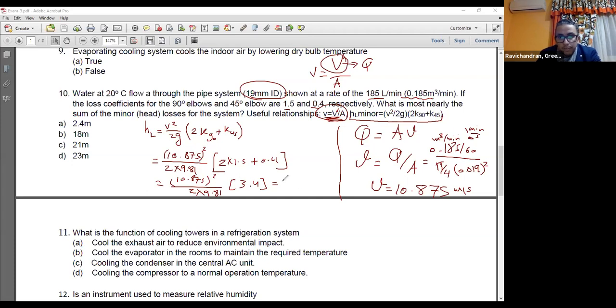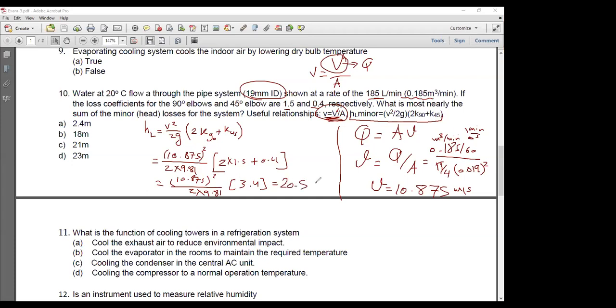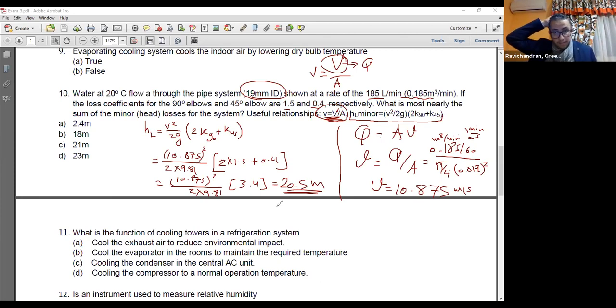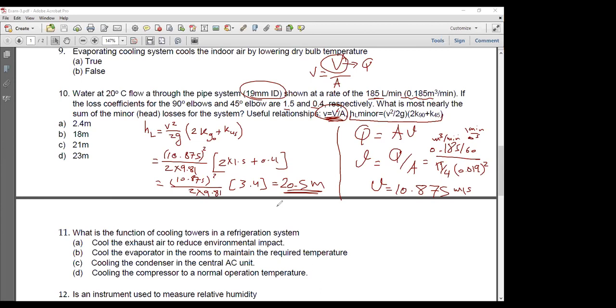20.5. So C. Is this what you get? Yes. 20.449. Is this what you get? Yeah, C. Yes, C. So the answer is C. Yes, exactly.